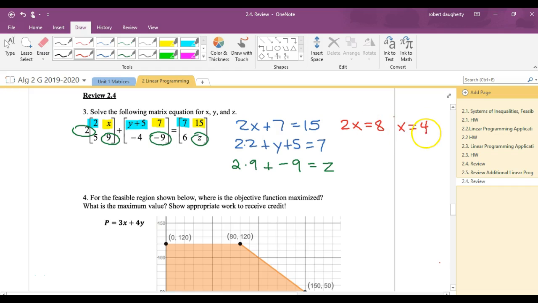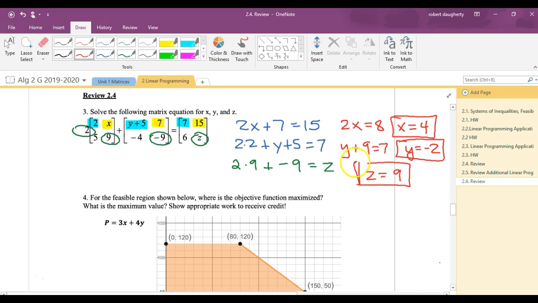x equals 4. This one tells me that y plus 9 equals 7, or y equals -2. And the next one is what? This is 18 minus 9. This just gives me z equals 9. Okay? So just basic property of equations, equality and adding matrices.